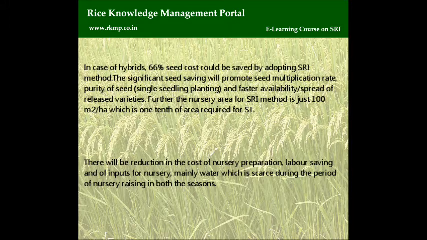The significant seed saving will promote seed multiplication rate, purity of seed, single seedling planting, and faster availability or spread of released varieties. Further, the nursery area for the SRI method is just 100 square meters per hectare, which is 1/10 of the area required for ST. There will be reduction in the cost of nursery preparation, labor saving, and savings in inputs for nursery, mainly water, which is scarce during the period of nursery raising in both the seasons.